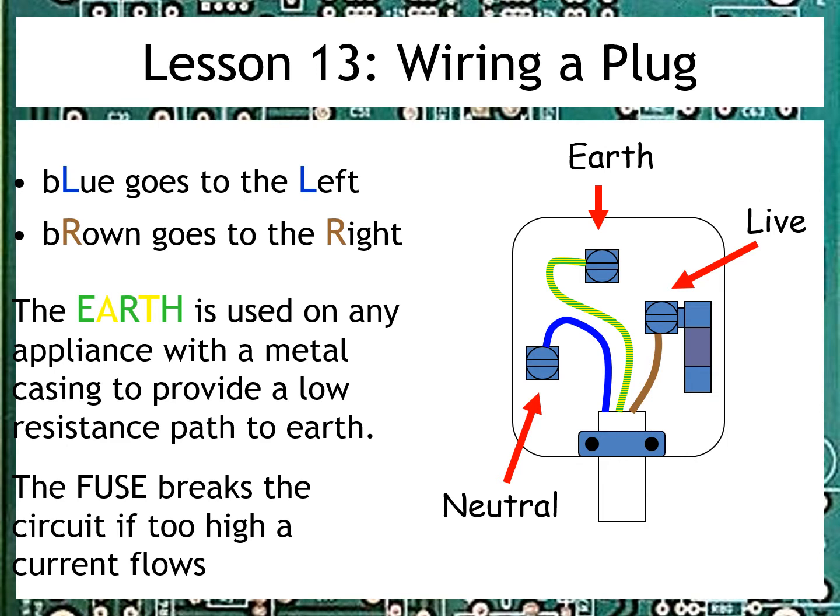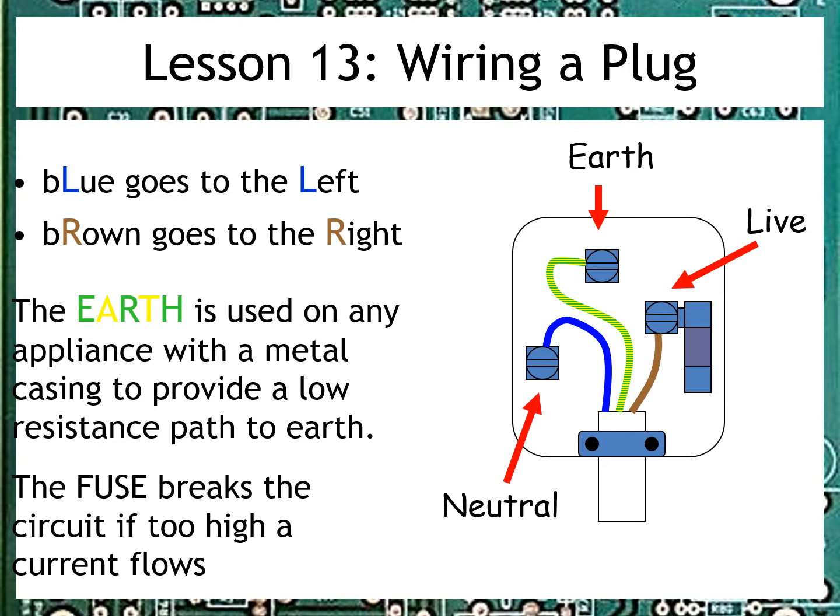The live wire is actually the one that varies in voltage from plus to minus 230 volts, because we're obviously AC. The neutral remains at close to 0. The neutral and the live are the two that make the circuit which delivers the current to your appliances. The earth wire isn't really involved in that. The earth wire is there as a safety feature. It's there to protect you in case something goes wrong with the appliance.